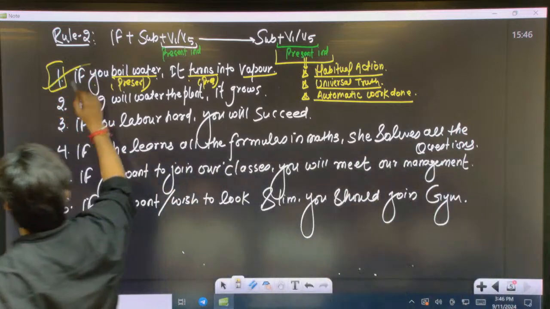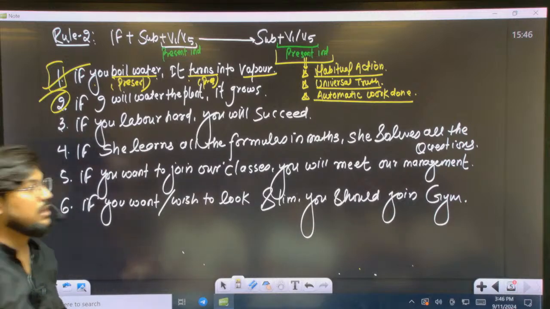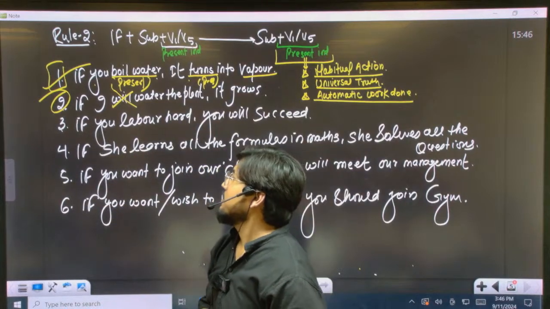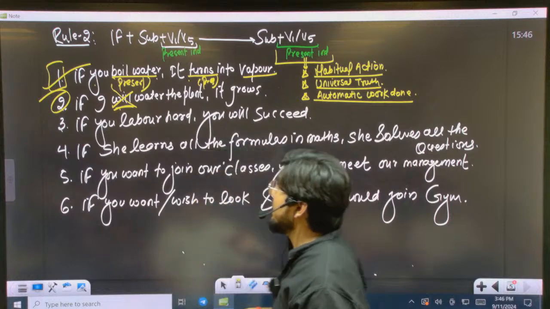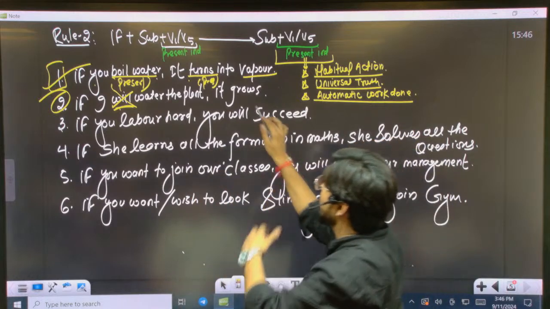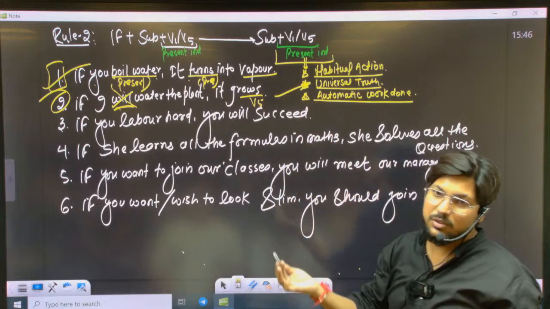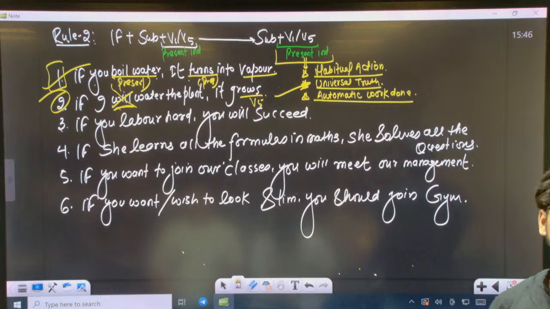Question is right. Question number 2 is, if I will water the plant, it grows. Tell me, I don't have to use will because if does not like will or shall. If I water the plant, it grows. Grows means V5, automatic or universal truth. If you water the plant, it will grow or it grows.